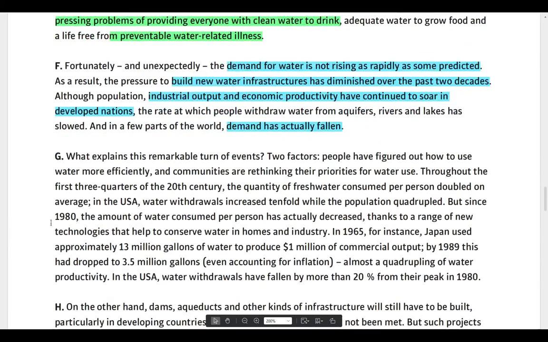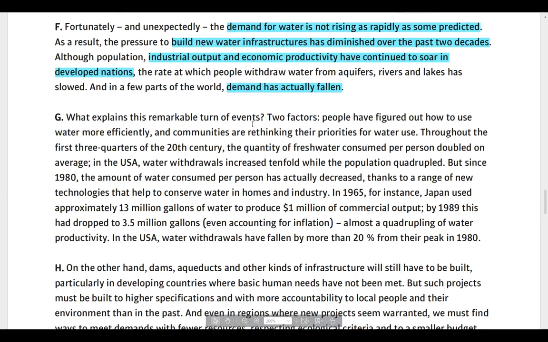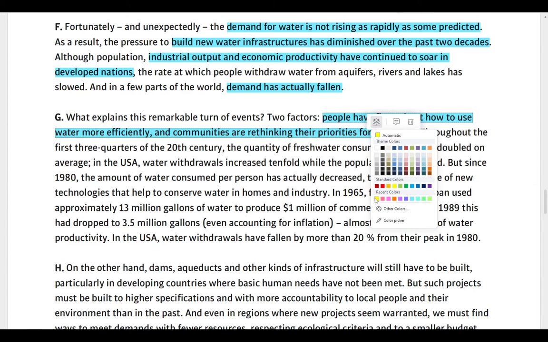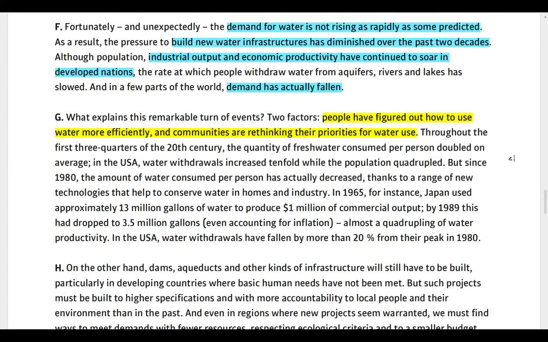So paragraph G: what explains this remarkable turn of events? 2 factors. Now this paragraph G is explaining why there was a downward trend. Number 1, people have figured out how to use water more efficiently, and communities are rethinking their priorities for water use. Let's choose a different color for that, yellow.